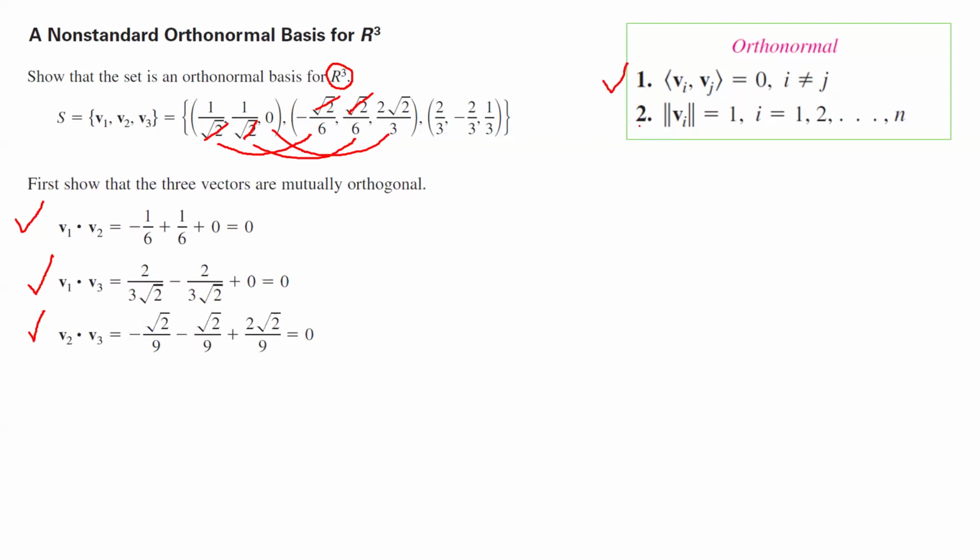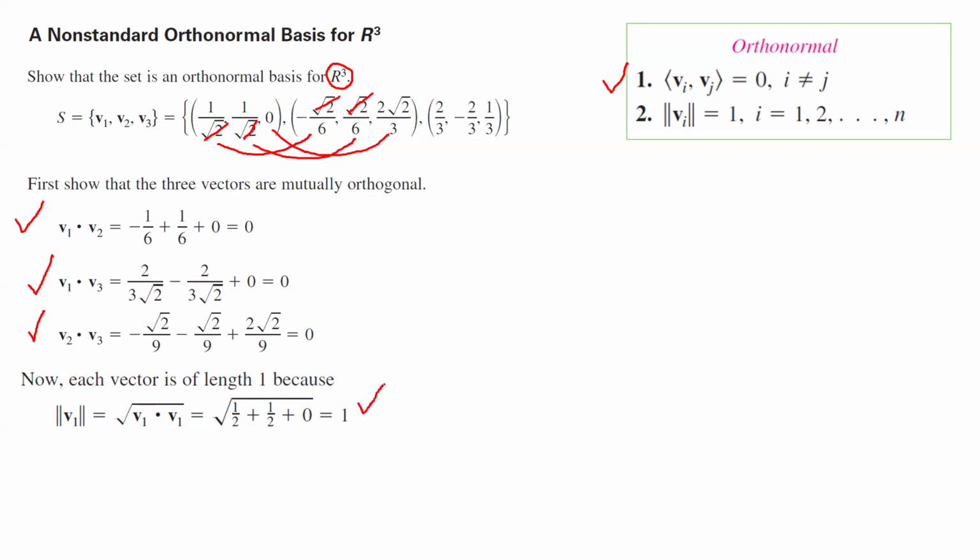What about the second condition? Which one of these is a unit vector? Well, we need to check the length. The length of the first vector is the square root of the dot product of its components, which is the square root of 1 over square root of 2 times 1 over square root of 2, which is just a half, plus a half, plus 0, which is 1. So V1 is a unit vector.